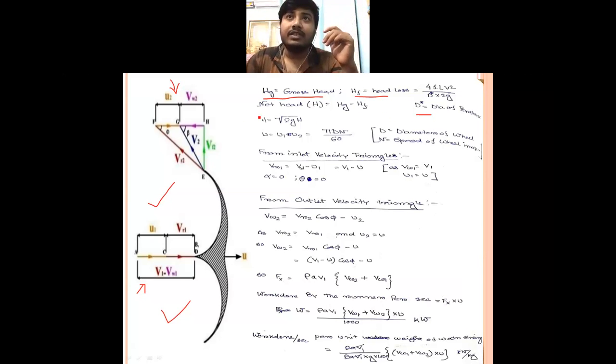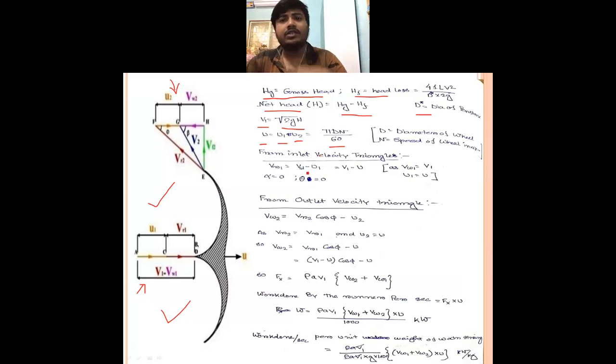Then what is the net head that is available at the inlet of the bucket? That is HG minus HF. Now what is V1? V1 is nothing but root 2 gH, where H is the net head, and V1 is the inlet velocity of the jet. And what is U1? If the diameter of the wheel is d and it is rotating with n rpm, then U will be pi dN by 60, which is the same as U1 and U2.